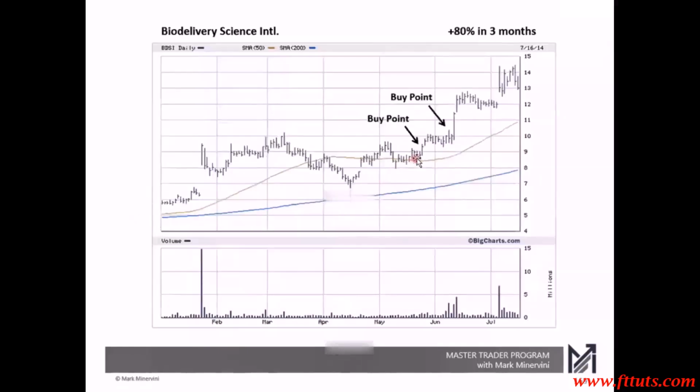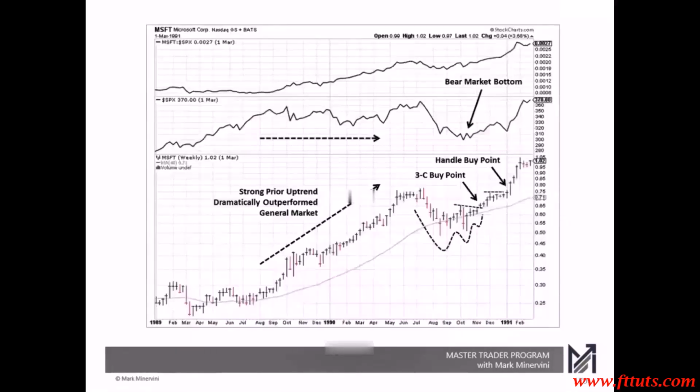Here's another one where you get the cheat area here, and then you get a second buy point, the little handle area. So again, prior to me recognizing the cheat area, I'd just be waiting for the full cup with handle. Now, take a look at Microsoft here.